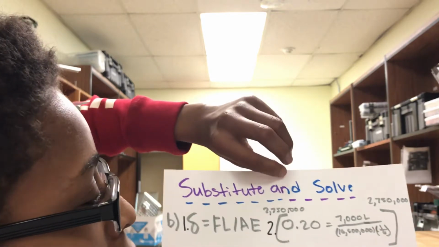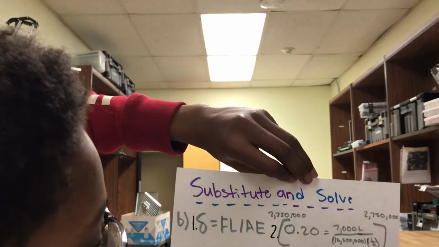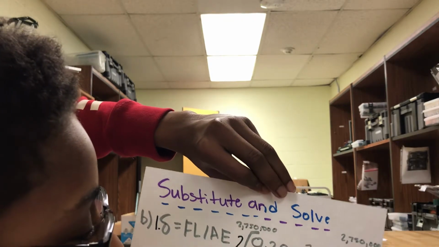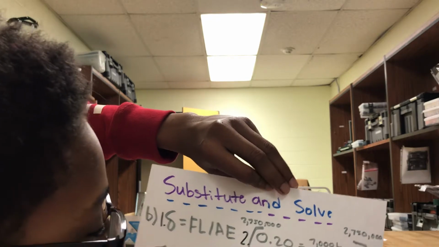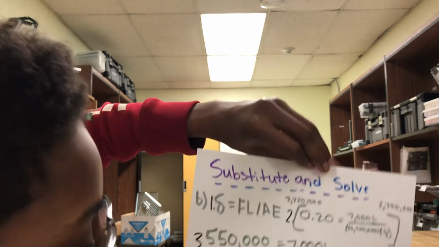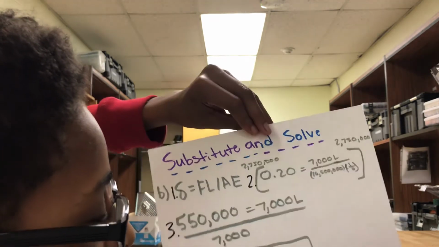So we multiply 2,750,000 by 0.2, and that gives us 550,000 equal to 7,000 times the length. Now when we divide by 7,000 to isolate the variable L, we get L equals 79 inches, which is to the precision of 1.